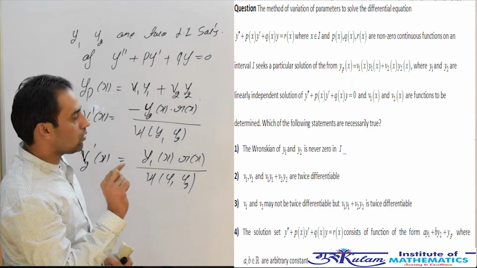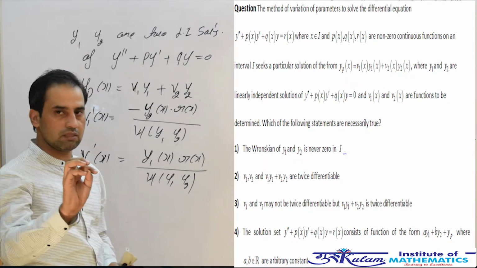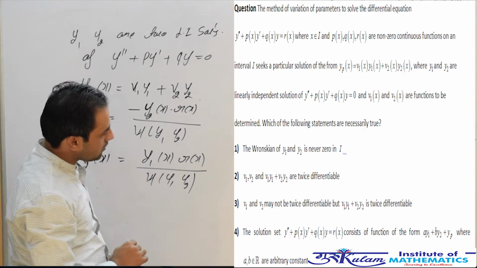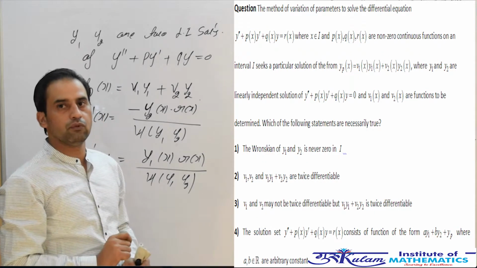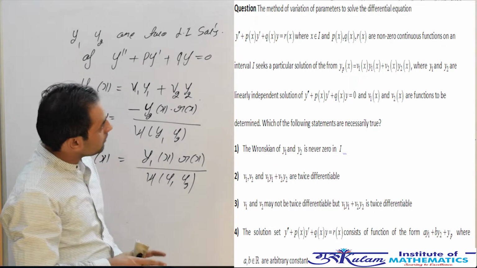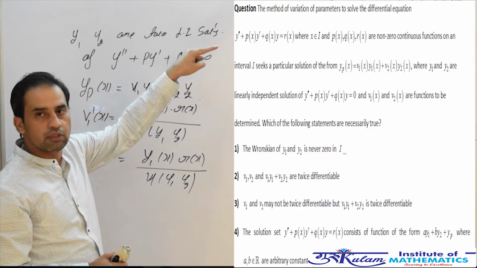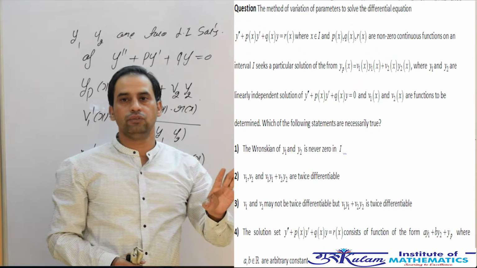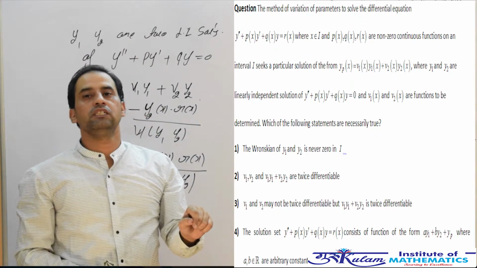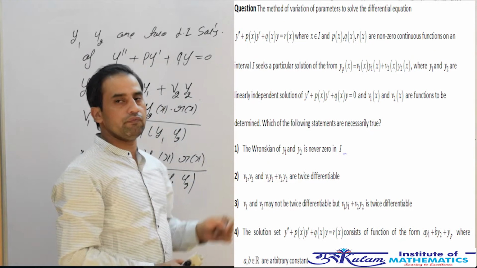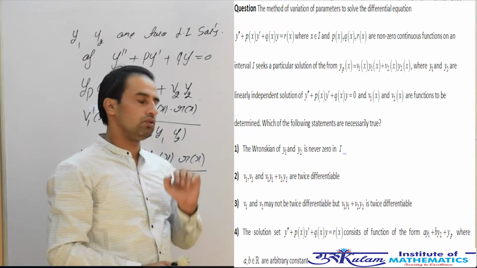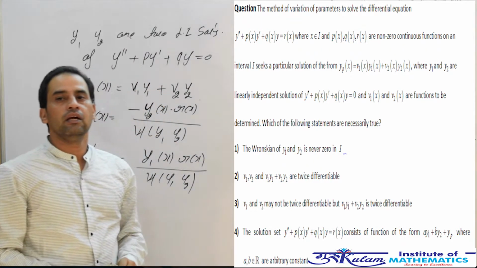Third option: v1, v2 may not be twice differentiable. This part is true. The second part is that v1 y1 + v2 y2 is twice differentiable. Since v1 y1 + v2 y2 is a particular solution, by the definition of a solution it must be twice differentiable, because it is the solution of a second order differential equation. So your third option is definitely a correct option.